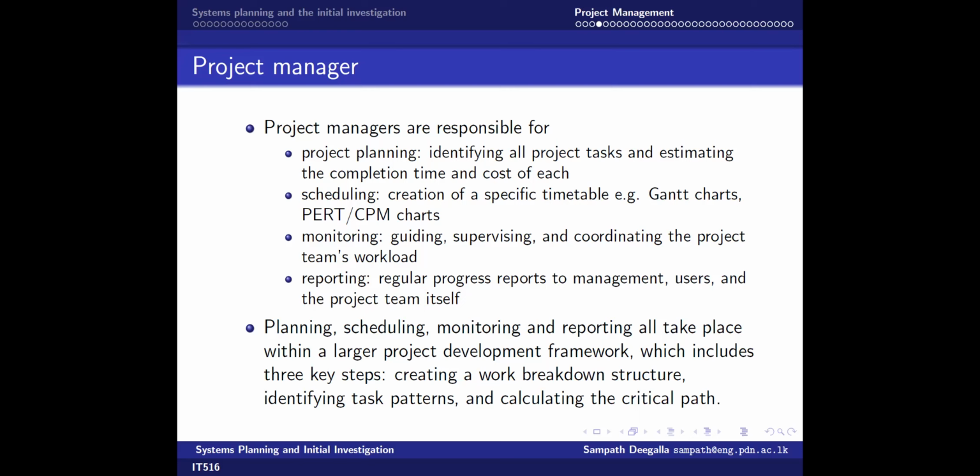And we are going to look at three things. First one, the work breakdown structure: how you are going to break down each of these tasks. Then you identify task patterns, since some tasks depend on others, and we need to identify that. Then finally, we need to identify what the critical path will be, because at some point the whole project time depends on this critical path. Okay, so let's start looking at each of these separately.